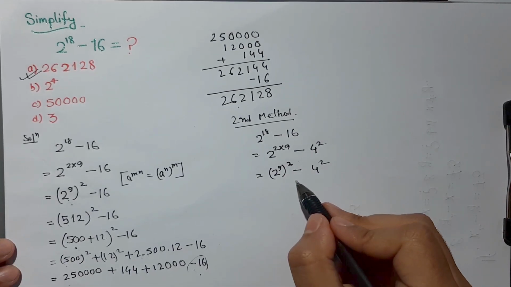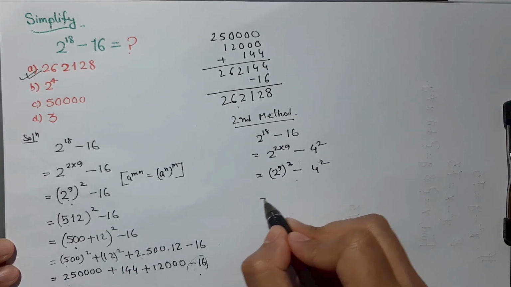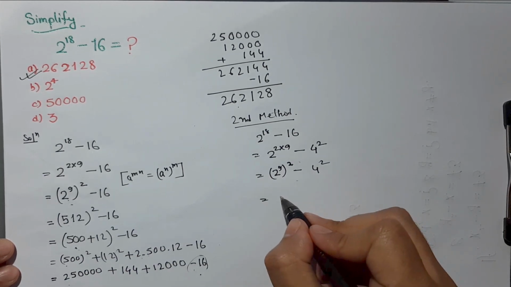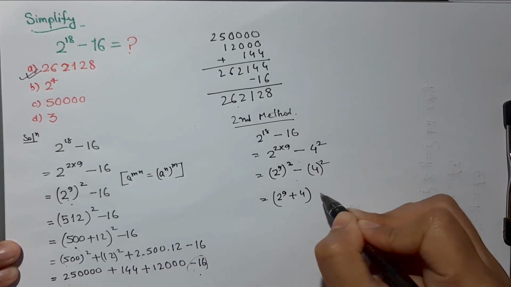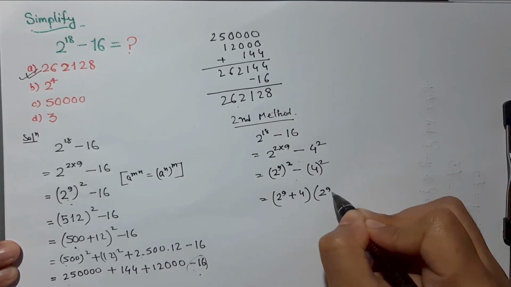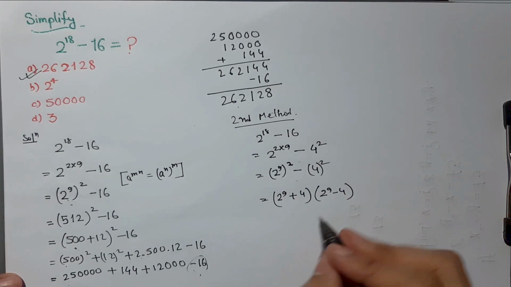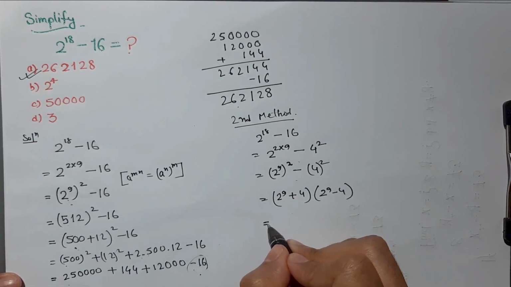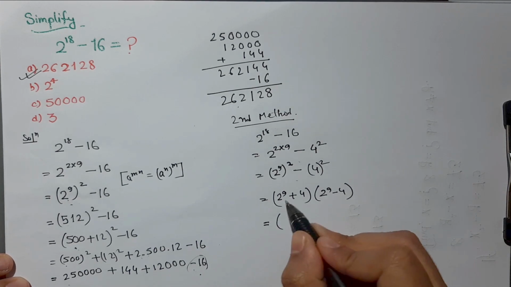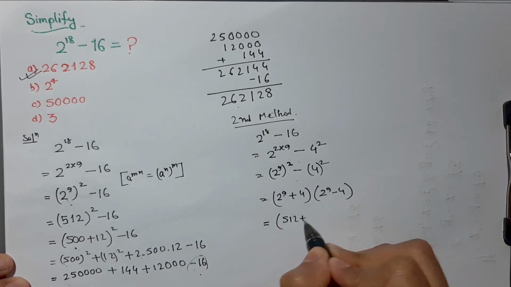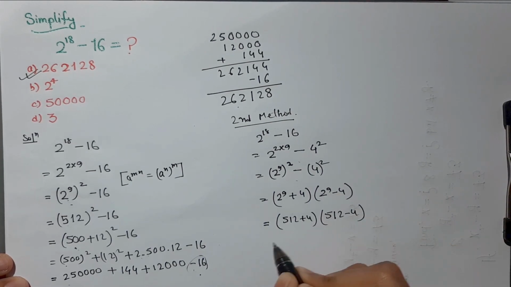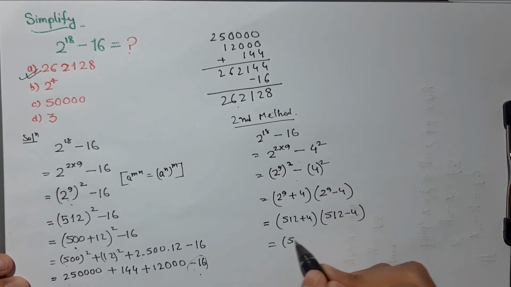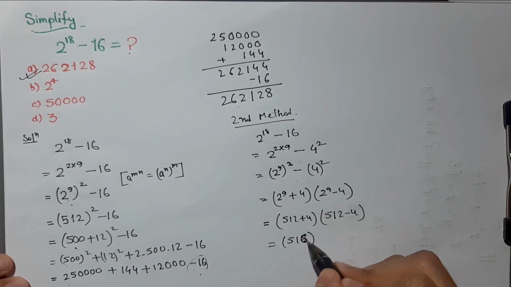Now this is in the form of a square minus b square. So we can write 2 power 9 plus 4 into 2 power 9 minus 4. Okay. Now 2 power 9 is 512, plus 4, and here 512 minus 4. 512 plus 4 will be 516, and here 508.